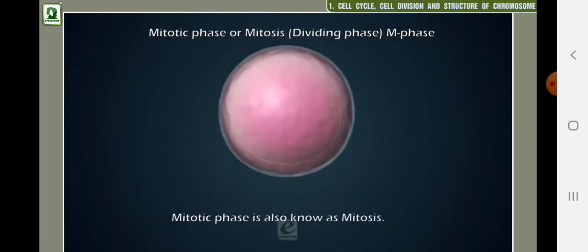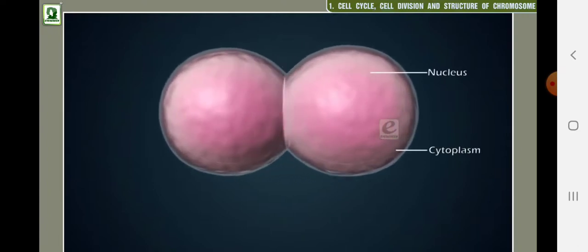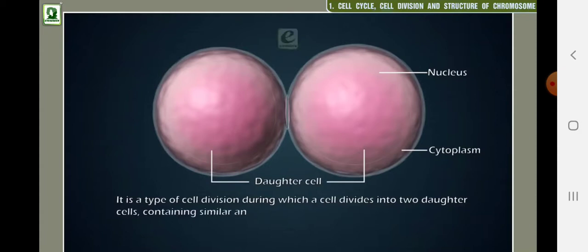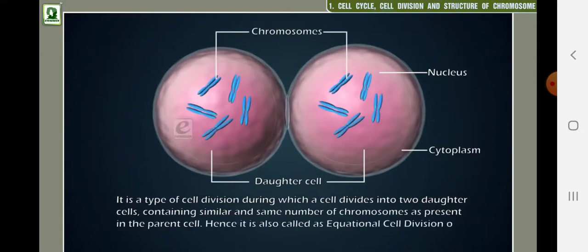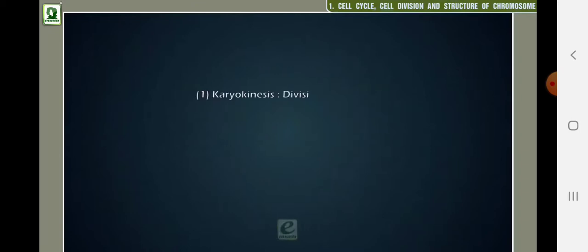It is the dividing phase during which the nucleus as well as the cytoplasm divide into two daughter cells. It is a type of cell division during which a cell divides into two daughter cells containing the same number of chromosomes as present in the parent cell. Hence, it is also called equational cell division or somatic cell division. It is studied in two parts: karyokinesis, that is division of the nucleus, and cytokinesis, that is division of the cytoplasm.